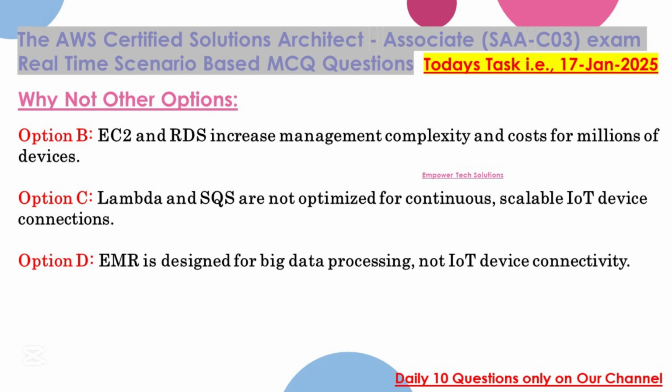Why not other options? Option B: EC2 and RDS increase management complexity and costs for millions of devices. Option C: Lambda and SQS are not optimized for continuous, scalable IoT device connections. Option D: EMR is designed for big data processing, not IoT device connectivity.